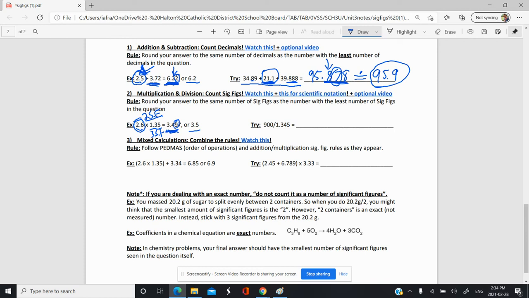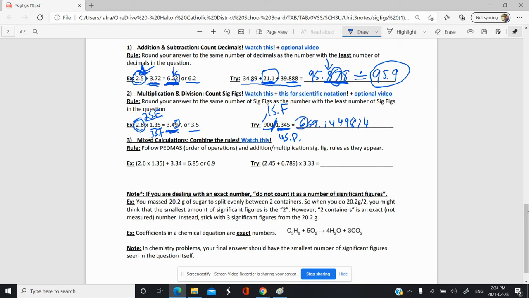It's the same idea for division. So let's, for example, do 900. When you have a slash like this, that means division, divided by 1.345, and we get 669.1449814. We need to round this to have the same number of significant figures as the one with the fewest significant figures in our question. This one over here has 4 significant figures. This one over here has 1 significant figure. So I need to round this to have 1 significant figure.